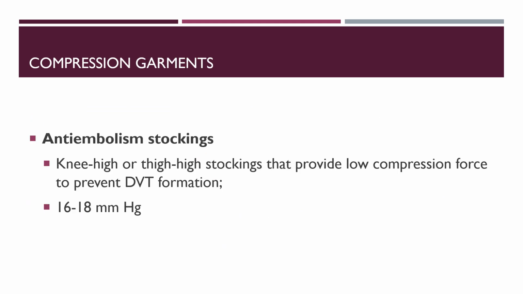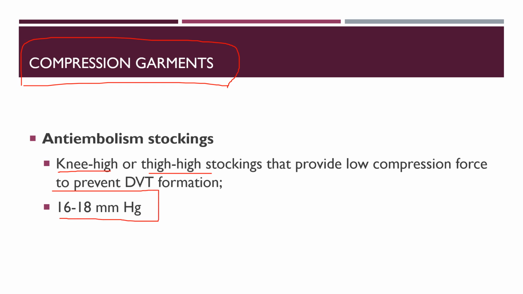Then the last thing that we're going to really discuss here, as far as different types of compression garments, would be this anti-embolism stocking. So these are typical. You've probably seen these and not really known what they were, but this is a knee-high or thigh-high stocking that provides low compression force to prevent DVT formation. So 16 to 18 millimeters of mercury is all that bandage is providing for us as far as compression.